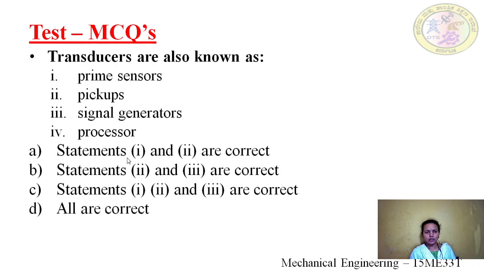Option B, statements 2 and 3 are correct, means they are called as pickups and they are called as the signal generators. Option C, statements 1, 2 and 3 are correct. That means transducers are known as primary sensors, pickups, signal generators. Option D, all are correct. The solution is option C. That is, statements 1, 2 and 3 are correct. Transducers are also known as prime sensors, pickups, signal generators.